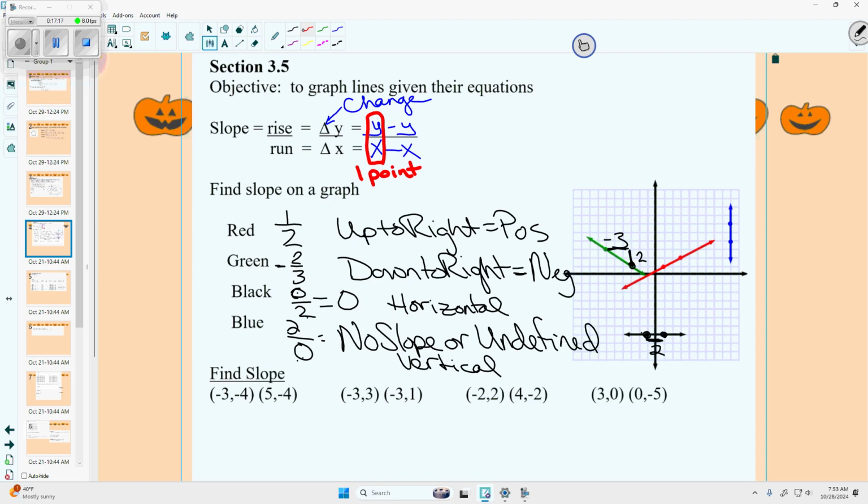When you do your homework, you just have to read the directions on whether you only have to fill in the slope or if you also have to talk about whether it rises or falls, if it's horizontal or vertical. I think they're just finding the slopes. Yeah, they're just finding the slopes.